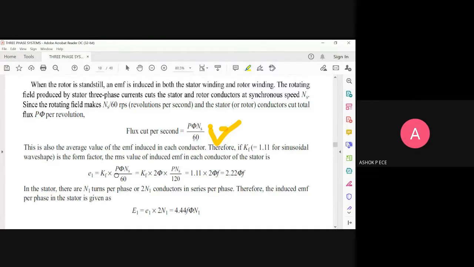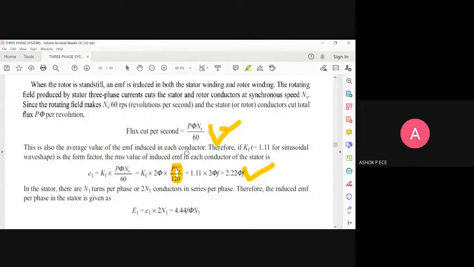Form factor is another factor, just like your pitch and distribution factor, which will be used for the winding. So it is Kf into the flux cut per second. The flux cut per second is 2φ Ns P by 60. So it is Kf into 2φ P Ns by 120. And you know P Ns by 120 is going to be my frequency, so I'm going to replace the P Ns by 120 by f. So the answer is going to be 2.22 φ f. So this is going to be the EMF induced per conductor.